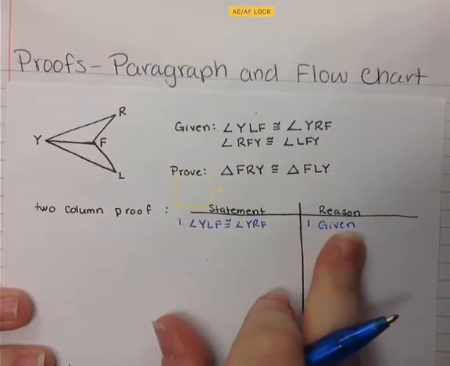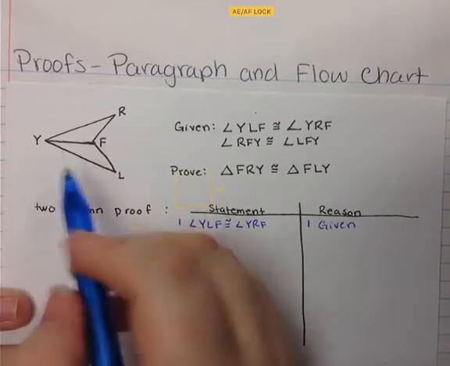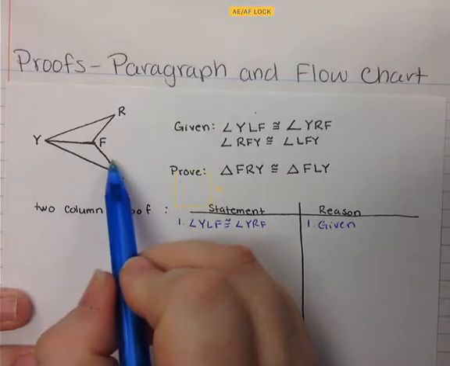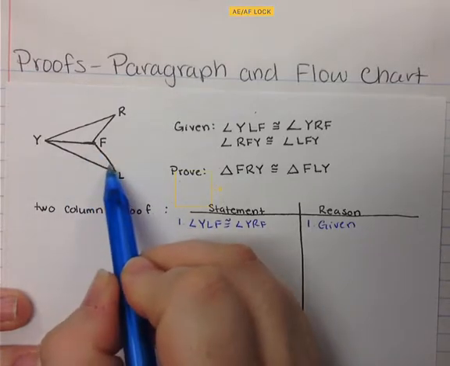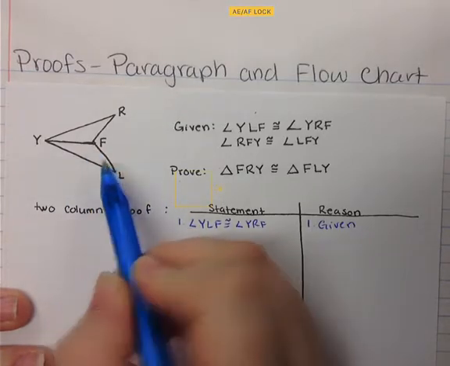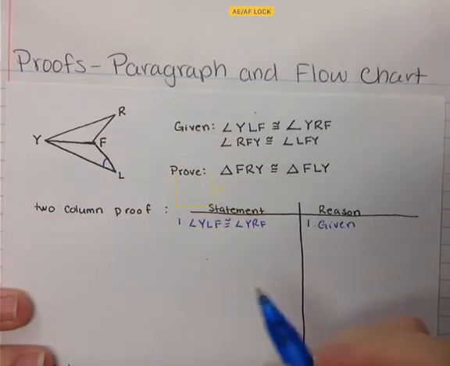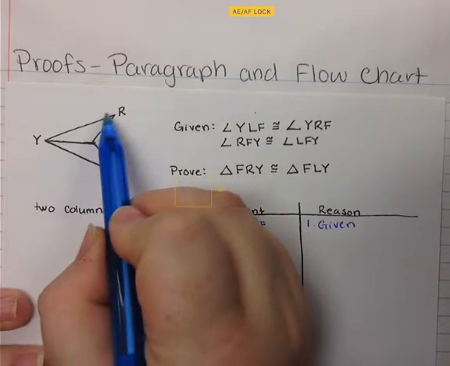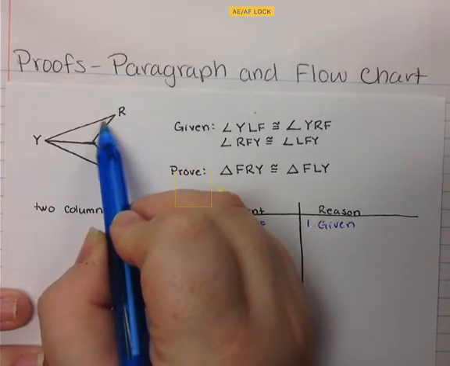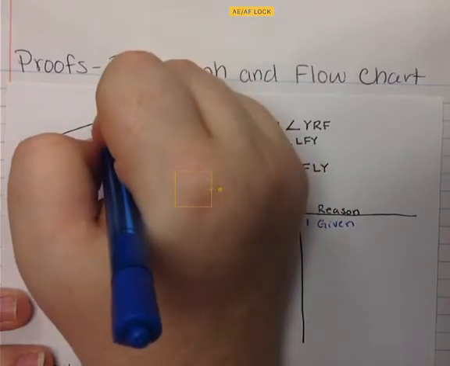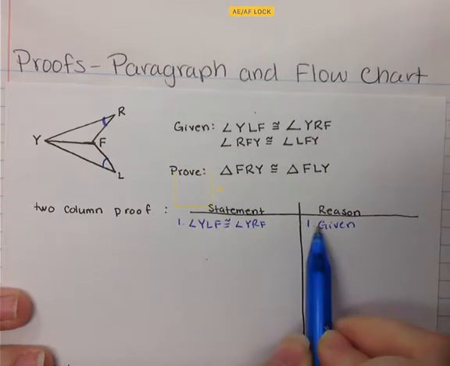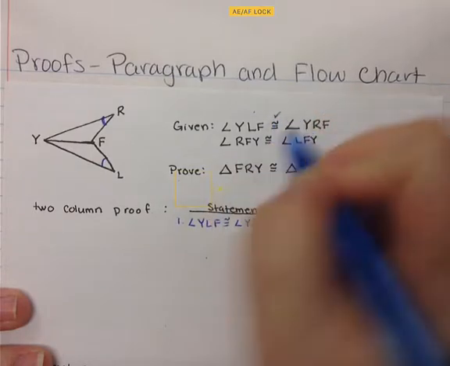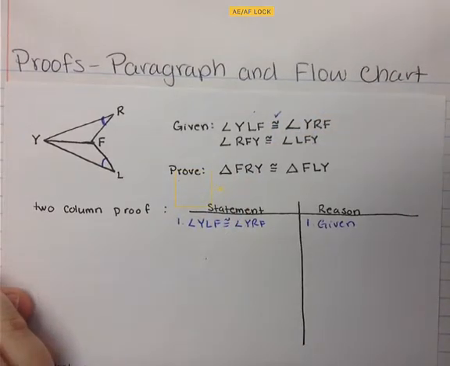So I have it in my proof. I need to mark it in my picture. So it's an angle, so it will be an arc. YLF. So here's our L. YLF. So this has one arc on it. Is congruent to angle YRF. So from Y to R to F. So R is up here, so this will have one arc on it. Now, it's in my proof. It's marked congruent. It says it's congruent, so I can put a check mark on it. I still put my check marks on my givens.